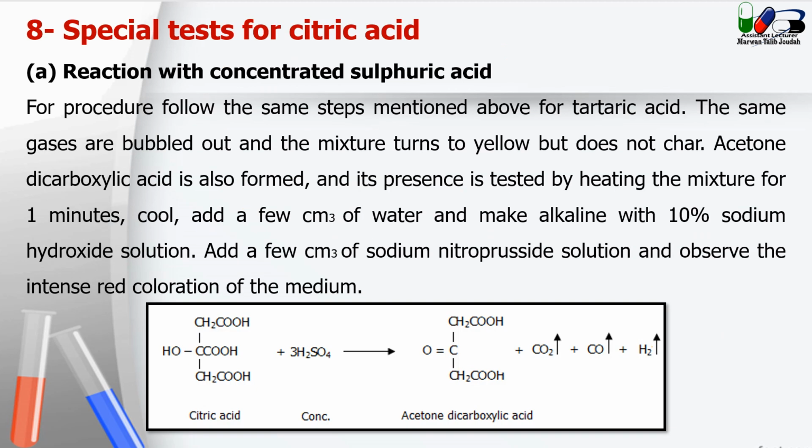Number 8: reaction or test for citric acid. Reaction with concentrated sulfuric acid. For the procedure, follow the same steps mentioned above for tartaric acid. The same gases are bubbled out and the mixture turns yellow but does not char. Okay. Ester and carboxylic acid are also formed, and it is present in the test by heating the mixture for 1 minute.